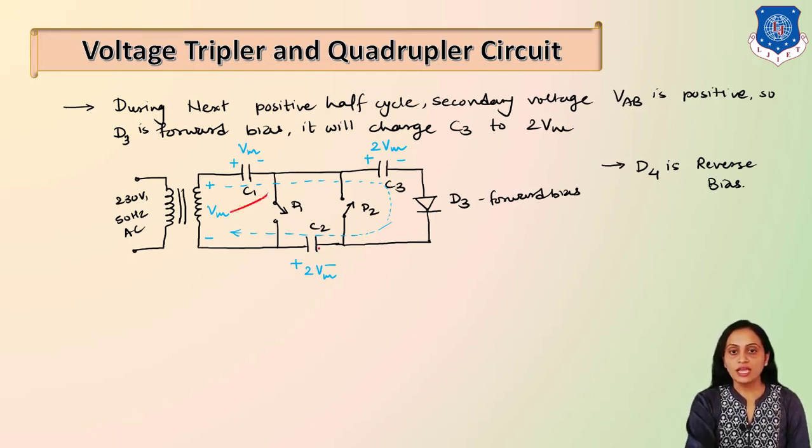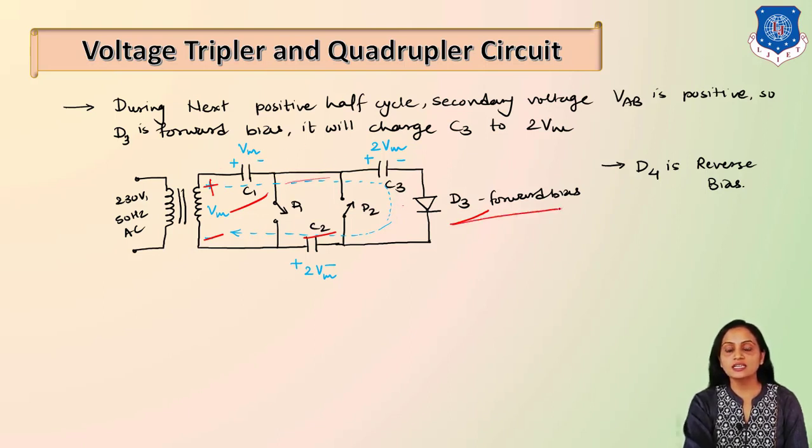Once C1 and C2 are both already charged, during the next positive half cycle we have this polarity, and due to this diode D3 is now forward biased, and you will find over here minus plus, minus plus and plus minus. So the net effect in this particular path is 2 Vm plus Vm, that is 3 Vm, minus this Vm, that is 2 Vm.